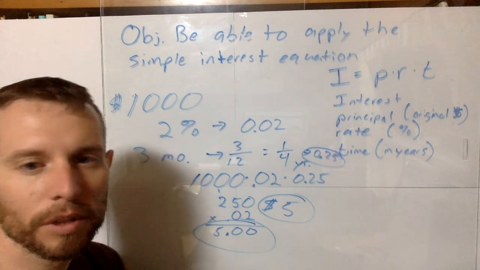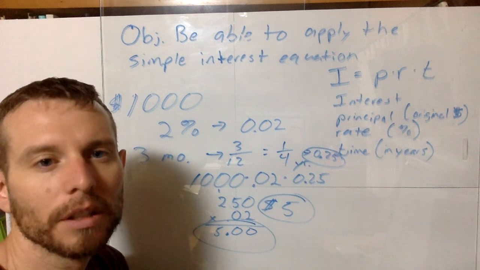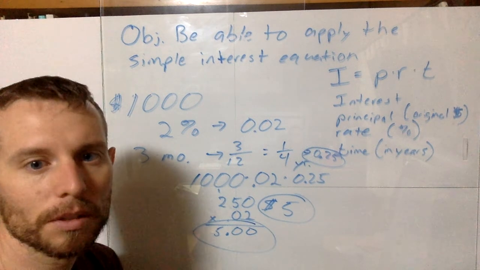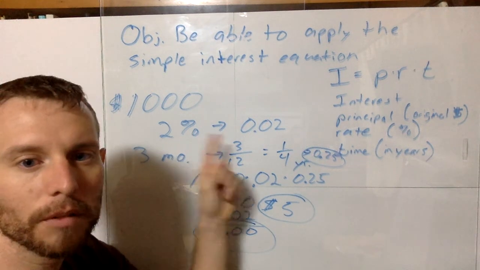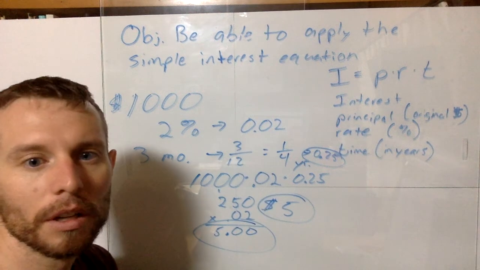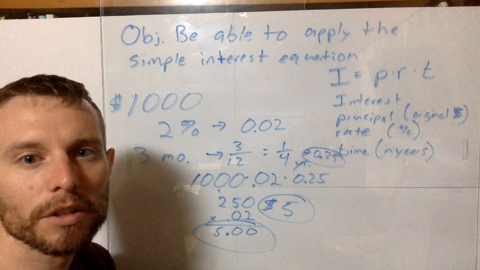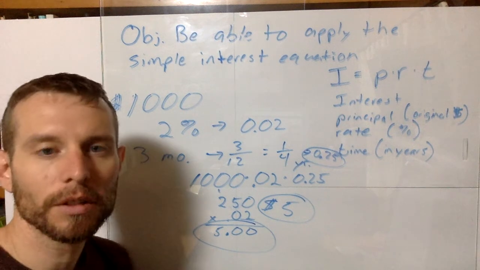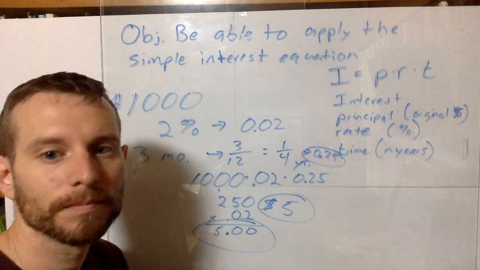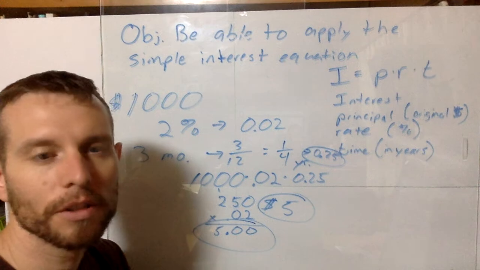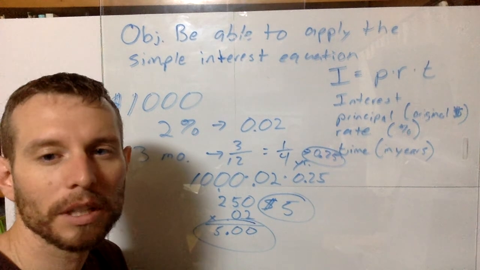So that's the simple interest equation. Very, very easy. The only thing you've got to watch out for is making sure you do the decimals correctly, and if there are any times in months instead of years, you'll want to convert that to years first, or be careful with those types of things.